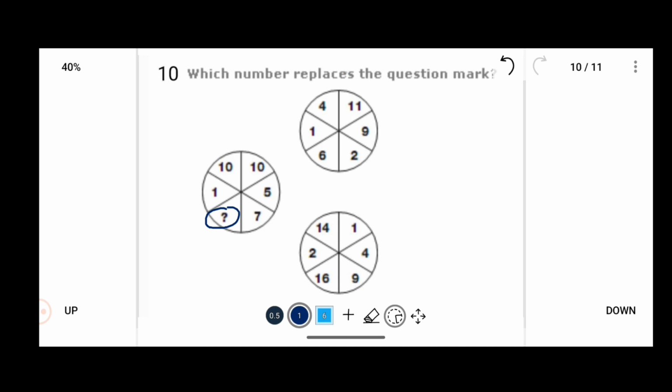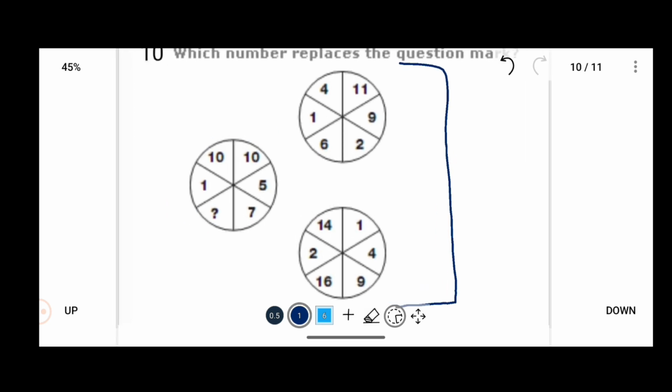Okay, I hope that you would have found the solution. Now let's check the correct answer. See, the thing is very simple here. What you have to do is that you have two circles here, and these are the circles which will help you to find the answer of this circle, right?